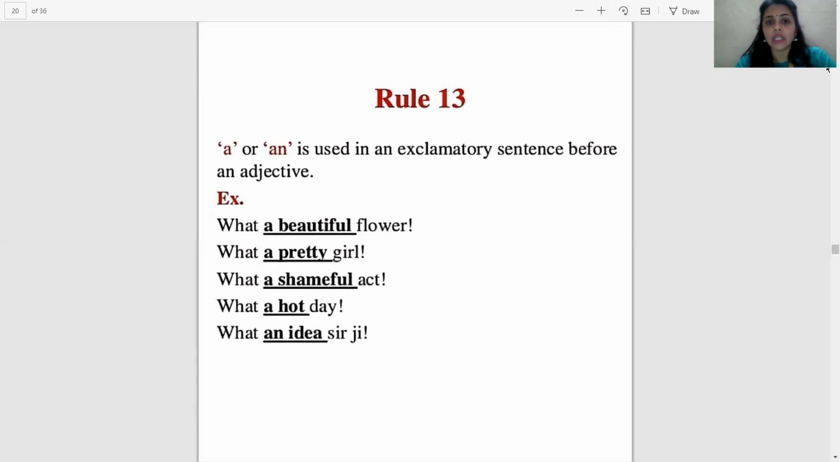And as we have seen in the rule, we need to choose an article according to the adjective if we are adding an adjective to the noun. A beautiful, pretty, shameful, hot. They are giving you the same consonant sound. So we have added a article here. And idea, yeah, a vowel sound is coming, so we have given an article here. What an idea. Search in this way.